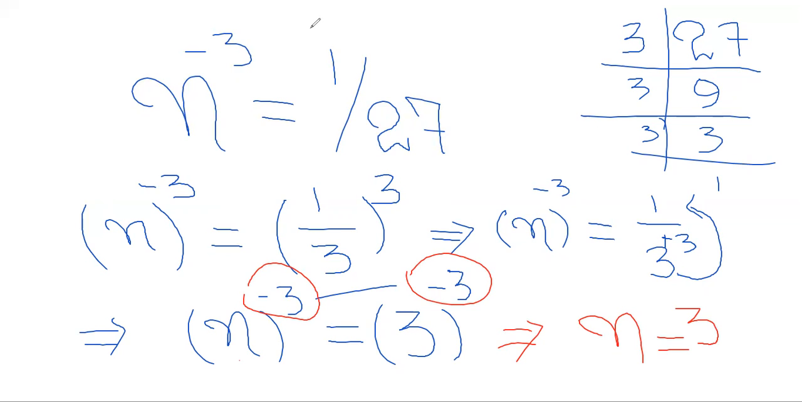So simple now. The exponents are same, minus 3, minus 3. So the bases must be the same also. So n is 3, the right option.